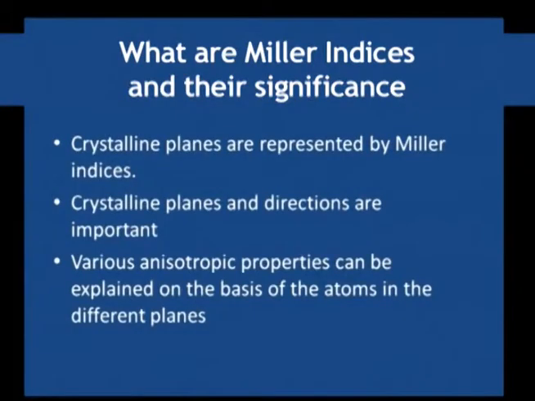Various anisotropic properties can be explained on the basis of the atoms in the different planes. Now, depending upon the number of atoms, the mechanical deformation occurs in different materials. It is a mechanical property. From the mechanical property point of view, the deformation occurs along those planes which are closely packed. That means, when you have more number of atoms in a plane, we talk of planar density. When you are talking about a particular line, how many atoms are there, it is called a linear density. We talked about density of copper and so on, it is a volume density.